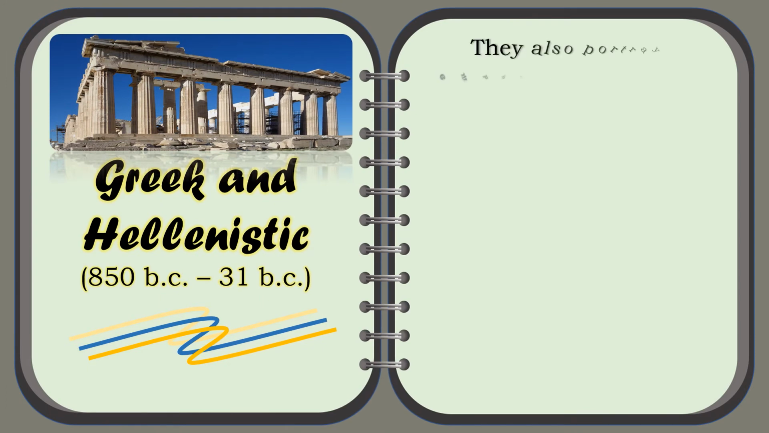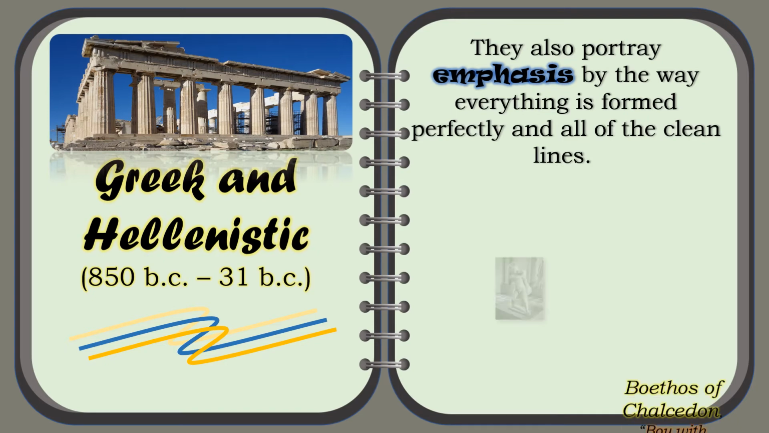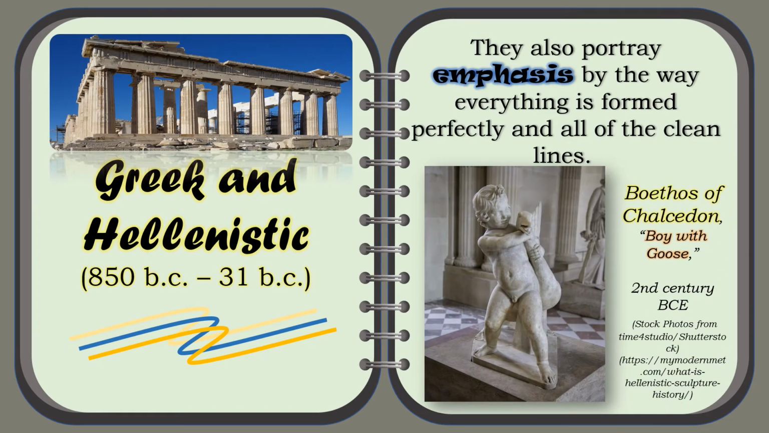They also portray emphasis by the way everything is formed perfectly and all of the clean lines, for example, Boethus of Chalcedon, Boy with Goose, 2nd century BCE.